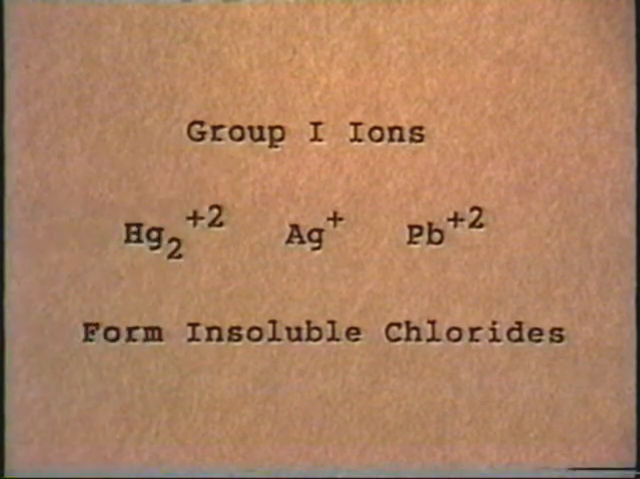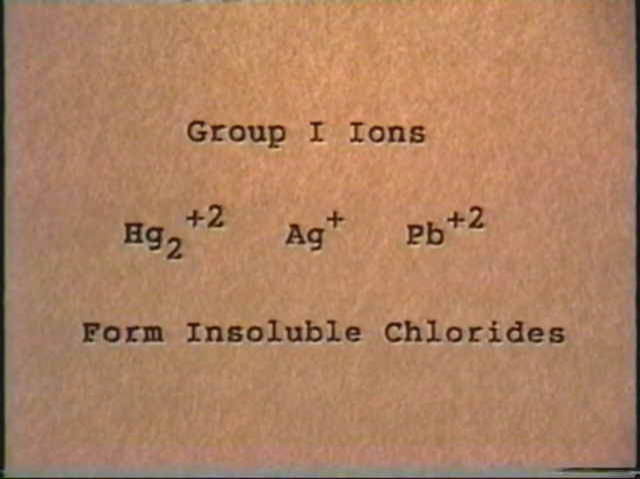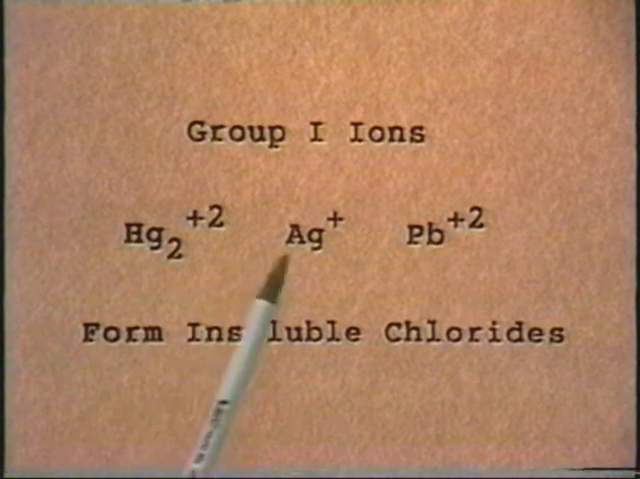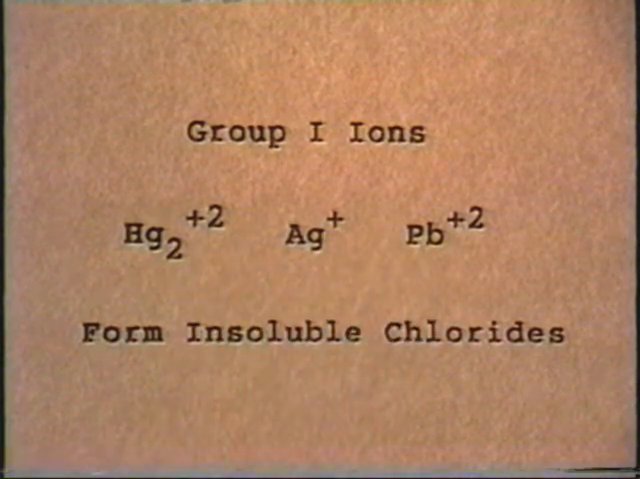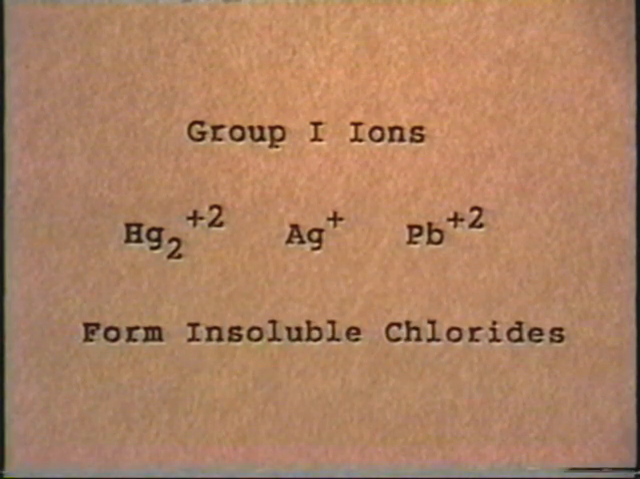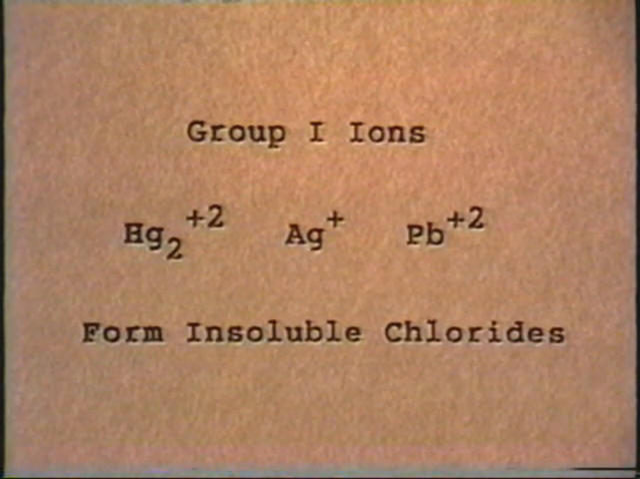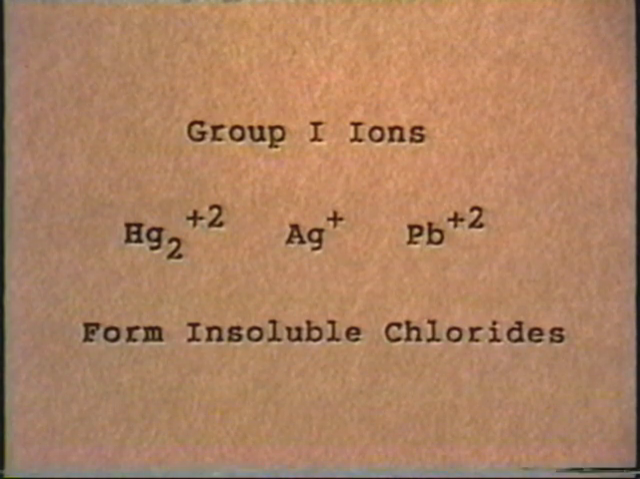Group 1 here refers to the classic quantitative analysis scheme, not the periodic table. You'll get a solution containing one or more of the following ions: the mercurous ion, the silver ion, the lead ion. And you'll determine which of these are present. These ions are grouped together because of all common ions, only these three form soluble chlorides.